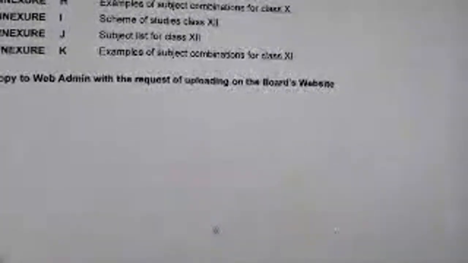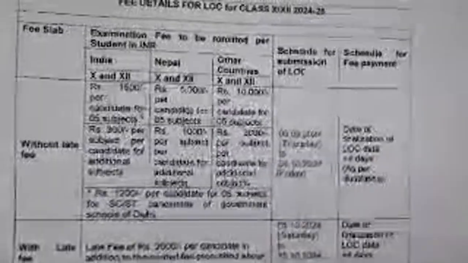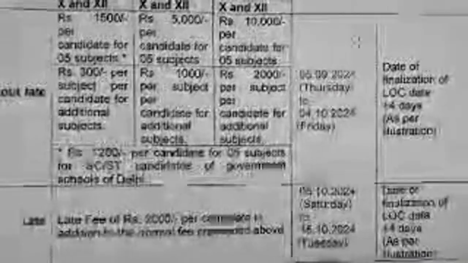The scheme of the syllabus has already been circulated by the CBSE. You know about the scheme of the syllabus already. Now we are going to the annexure. You can see the annexure here. What is the first date and what is the last date? The first date is the 5th. From the 5th of September it starts, and you can submit till the 4th of October.